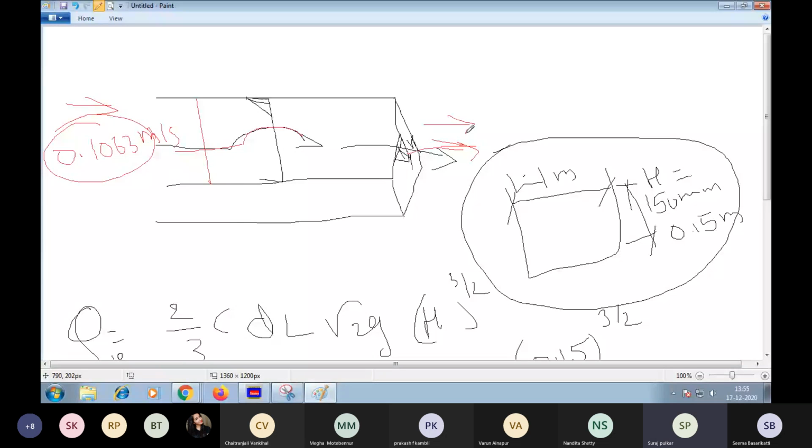How much will it be? Think that there is a pipe and you have supplied around 0.10635 meter cube per second of water. What will be the exit?